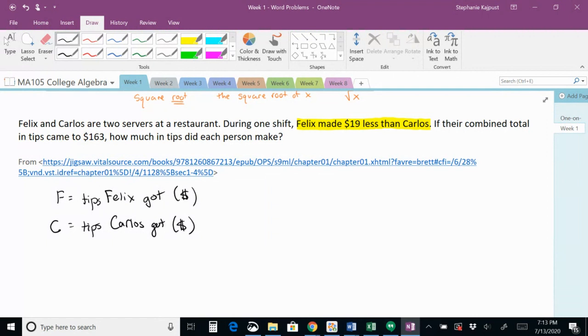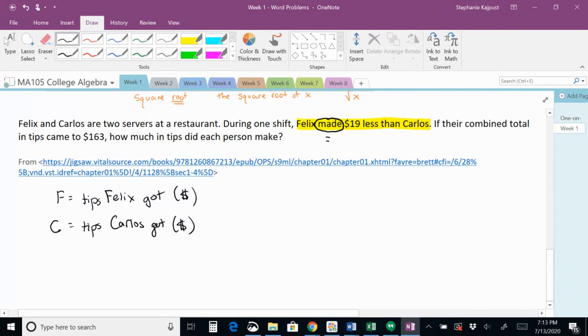So when you're translating from English to math, you look for where the verb is. If you have any experience with English, a lot of people who are not good at math say they're English people. So you probably are familiar with verbs, and those are your action things. So you look for where the verb is. And our verb is the word made. So that is our action happening. Felix made $19 less. So wherever the verb is, that's where your equal sign goes.